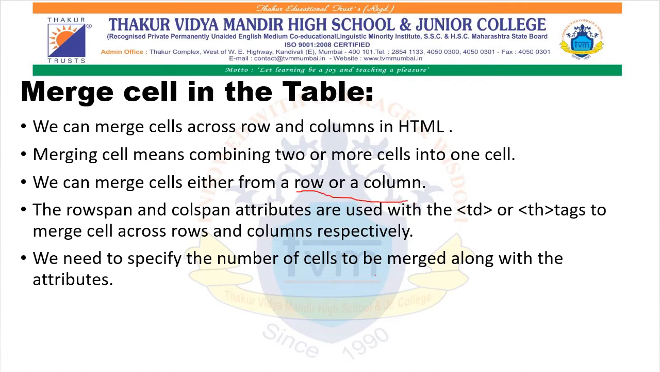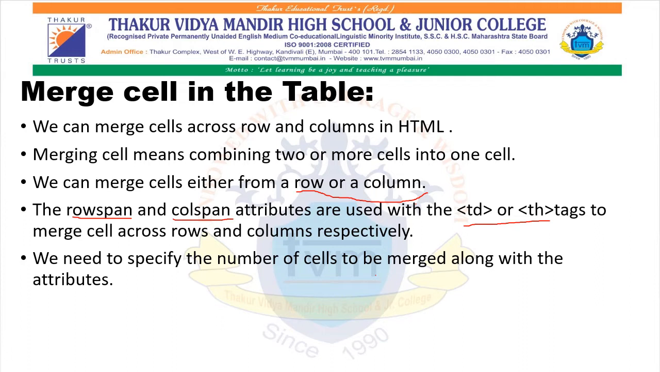There are attributes we require to give an instruction to the tag about which cell and how many cells we need to combine or merge. So to combine cells in a row, we use the rowspan attribute, and when we want to combine the cells in the columns, we use the colspan attribute. These attributes are used along with the TD and TH tags. TD defines a column in a row.